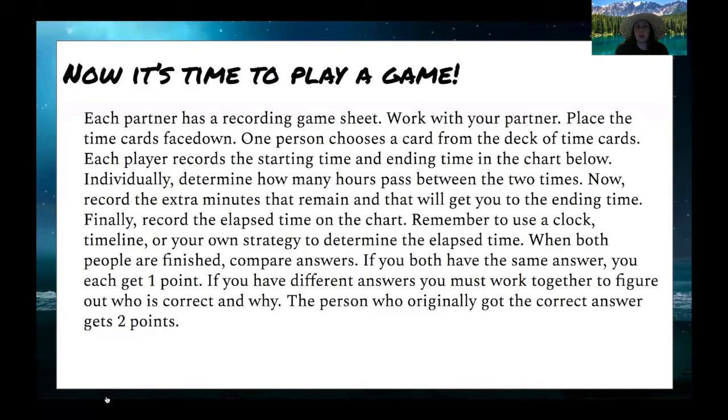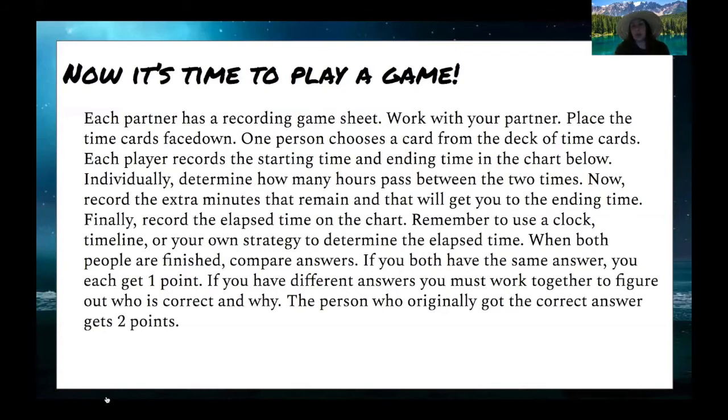Each player records the starting time and ending time in the chart. Individually, determine how many hours passed between the two times. Now record the extra minutes that remain, and that will get you to the ending time. Finally, record the elapsed time on the chart. Remember to use a clock, timeline, or your own strategy to determine the elapsed time. When both people are finished, compare answers. If you both have the same answer, you each get 1 point. If you have different answers, you must work together to figure out who is correct and why. The person who originally got the correct answer gets 2 points.